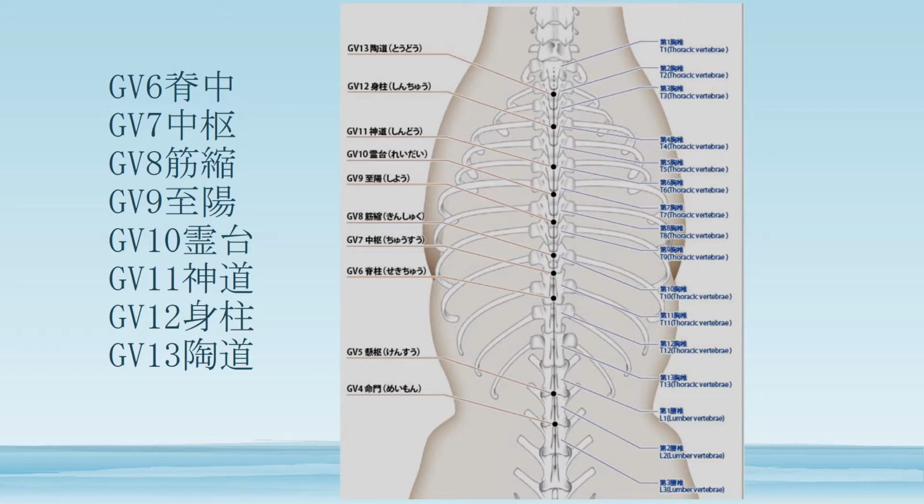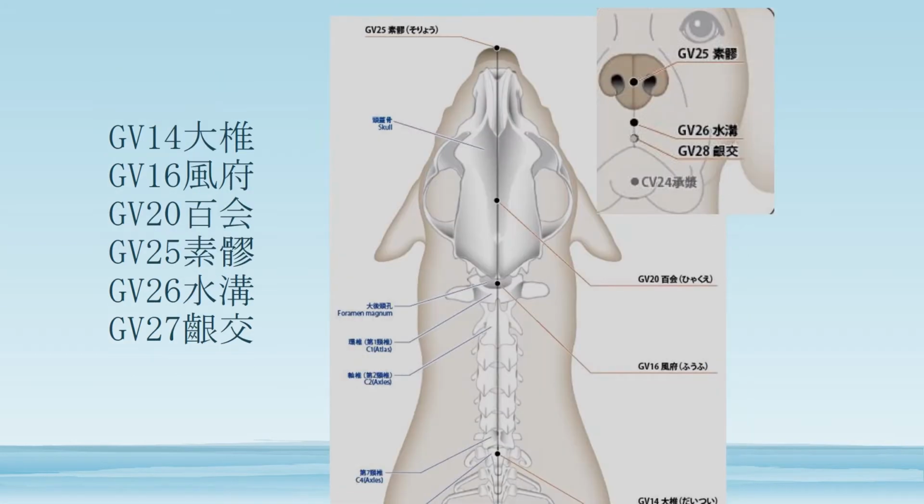And you skip one. And next is GV12. It is in between the 3rd and the 4th. And next is GV13. It is in between the 1st and the 2nd. Then you go up the neck and to the top of the head and then to the front of the face. At the neck, there is GV14.